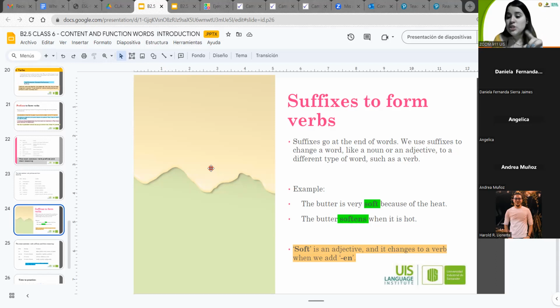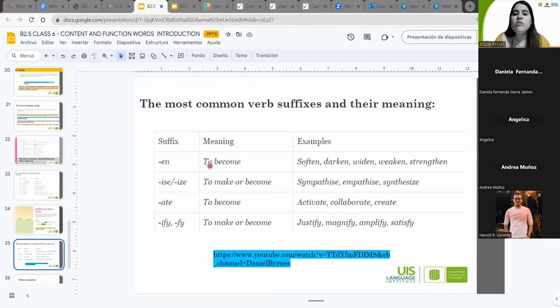So soft is an adjective and it changes to a verb when we add the ending: softens. And then le agregamos claramente la S de la regla de la tercera persona del singular, right? So, estamos hablando de butter, una cosa, it softens. The most common verb suffixes and their meanings. En: to become, like soften, darken, widen, weaken, strengthen. Ize, puede ser con S o con Z. Uno es americano, uno es más británico, right? Pero es lo mismo: to make or become.